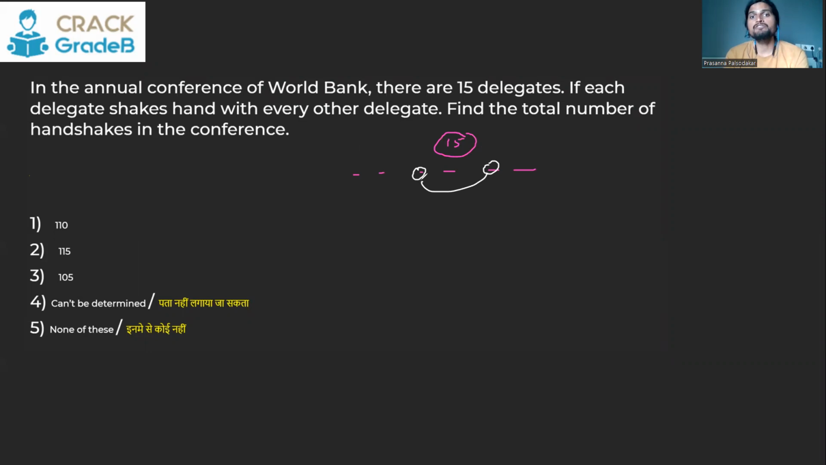So the number of ways in which you can select two people out of these 15 people, those many handshakes will be there. So out of 15, if you select this and this, that will give us one handshake. If you select this and this, that will give you another handshake. So the number of ways you can select 2 out of 15, those many handshakes will be there. So there will be 15C2 handshakes. 15C2 means 15 into 14 upon 2.